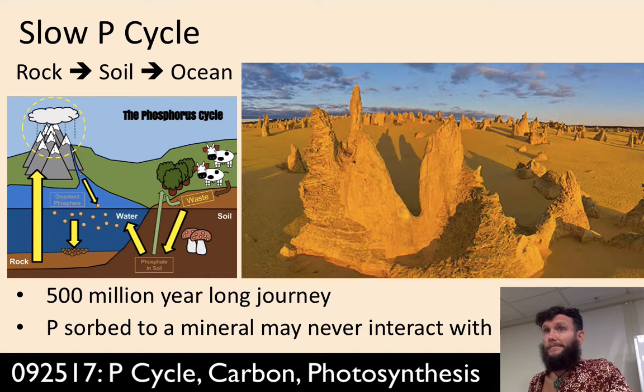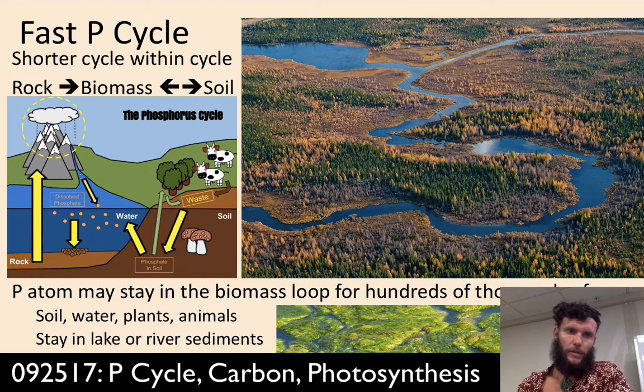So, it takes a long time. There's a lot of phosphorus that never contacts biology at all. The bulk, the majority of phosphorus on the planet never comes in contact with the biome, biological cycling. So then there's the fast P cycle, and this is phosphorus that does interact with biology. That's the part of this little cartoon I have on the right-hand side with the cows.